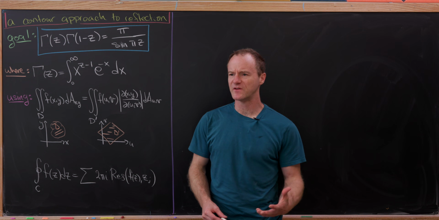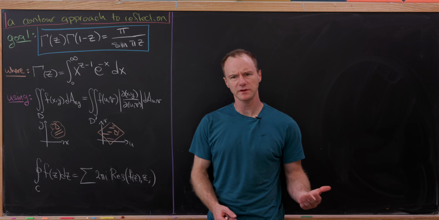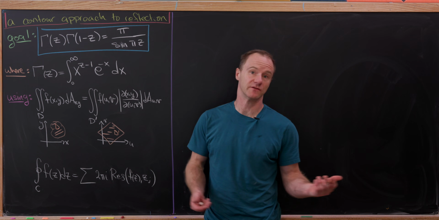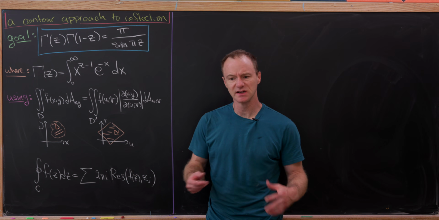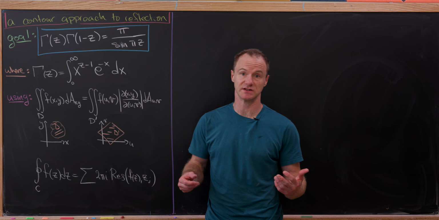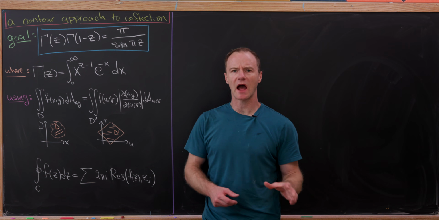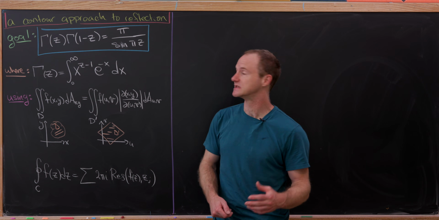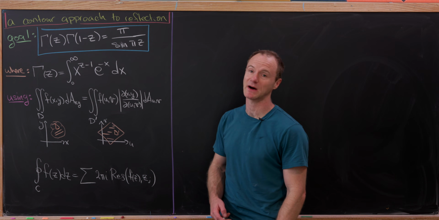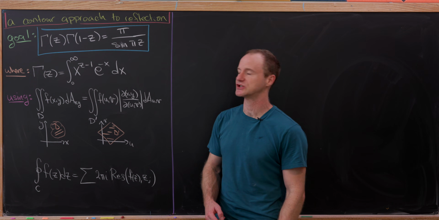Today we're going to derive the famous reflection formula for the gamma function using only the integral definition of the gamma function, along with some powerful integration techniques, such as a change of variables in double integrals and contour integration. So our goal here is to show that gamma of z times gamma of 1 minus z is equal to pi over sine pi z. And like I said, we're only going to use the integral definition of the gamma function.